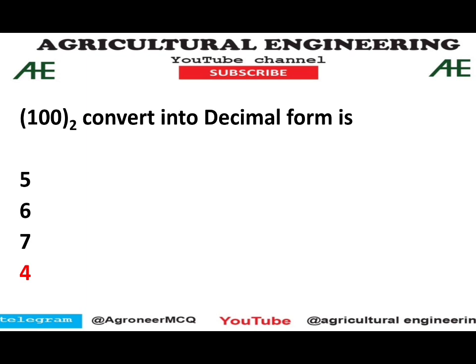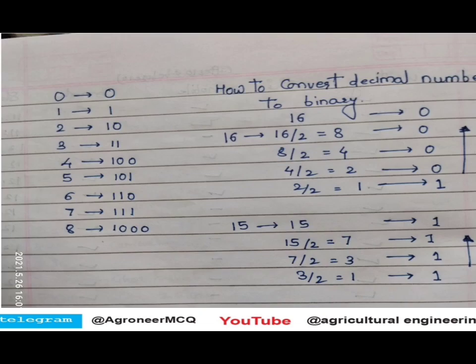Now this is one of the important questions, because in the previous 2 years they have asked this question. We have to convert this number into decimal form. The given number is in binary form, and we have to convert it into decimal form. So how to convert this into decimal form? Let's see.